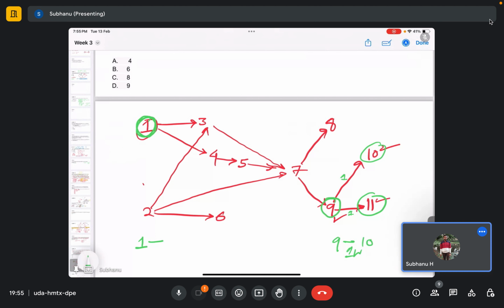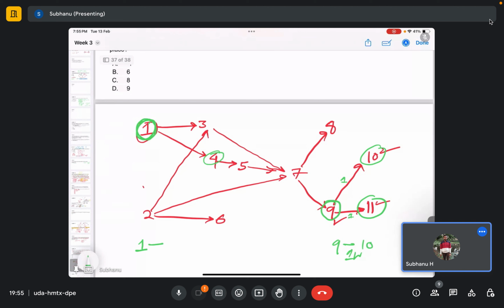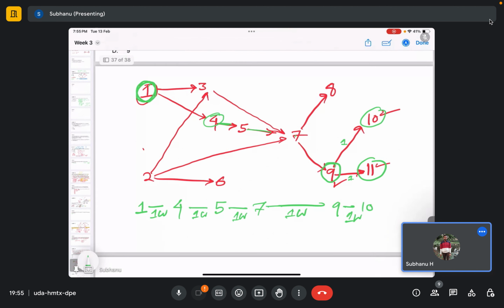So if you go from 1 to 4, it will take 1 week. From 4 you can go to 5, so 1 week. From 5 you have to go to 7. From 7 it will take 1 week. From 7 you can go to 9, and this will take 1 week. So maximum, how many weeks can you take? 1, 2, 3, 4, 5 total.